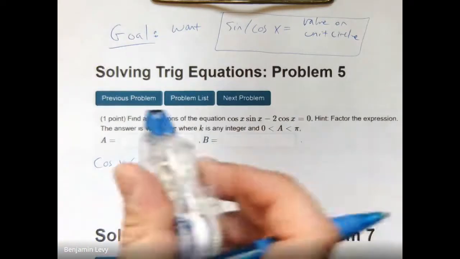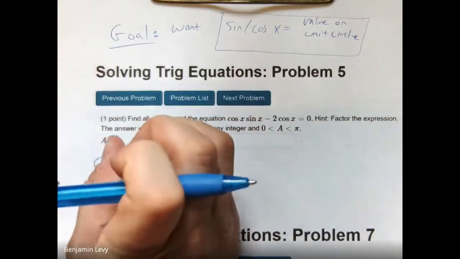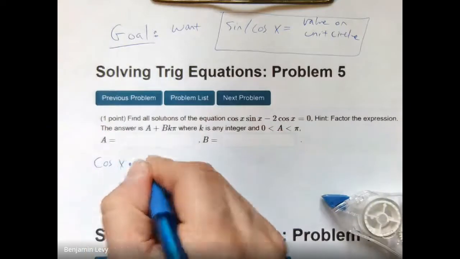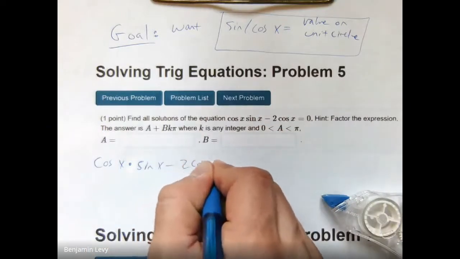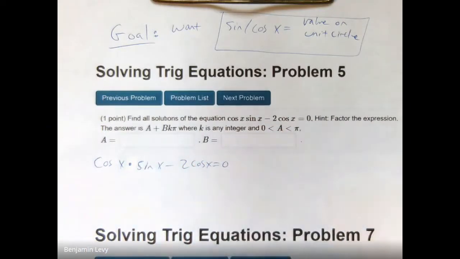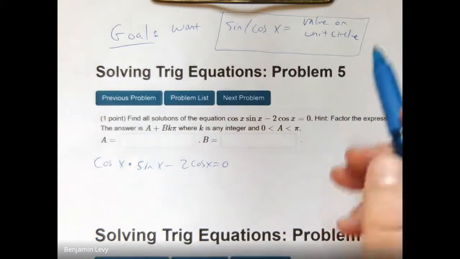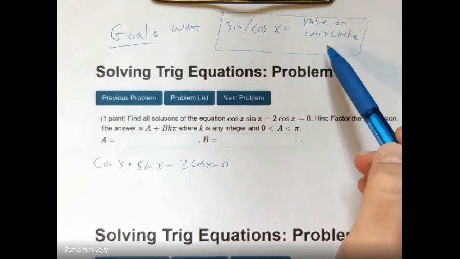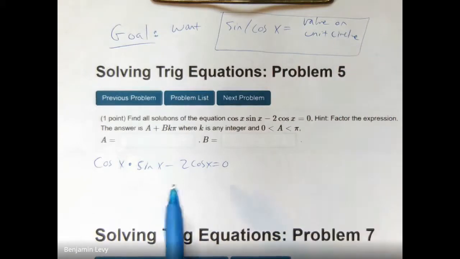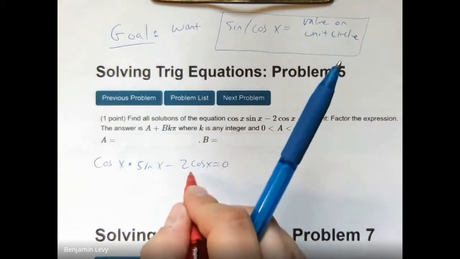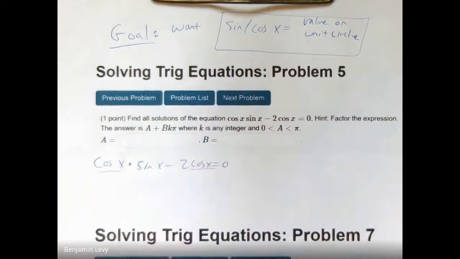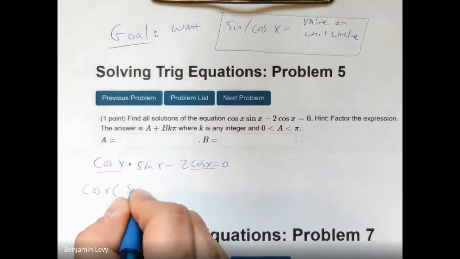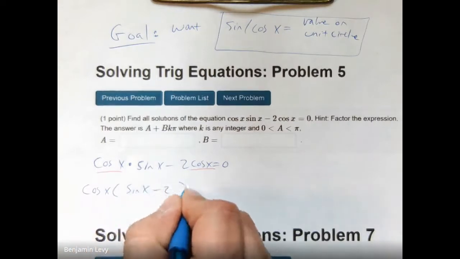Oops, there shouldn't be a parenthesis there. It should be just multiplication. It's cosine times sine minus 2 cosine equals 0. All right, so our goal is to get sine or cosine by itself and then set it equal to something on the unit circle. And so we should factor out a cosine. There's a cosine right here and there's a cosine right there. So let's factor out a cosine and get something that looks like this.